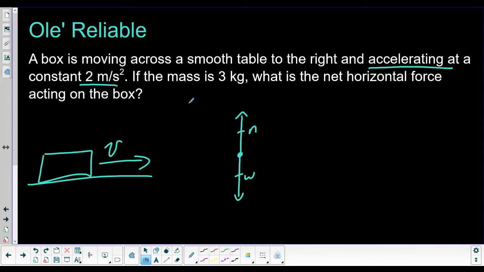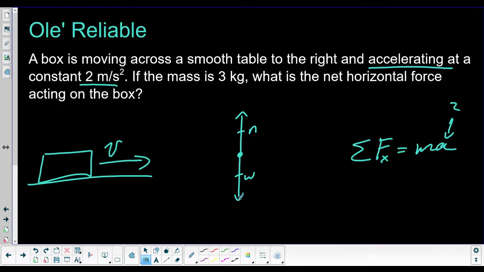That's all it says. Does it say what's pushing this or if it's being pushed? No. But because of Newton's second law, because our acceleration is 2, our forces cannot be balanced. If we add up our forces and we say, all right, this is it. There's just the normal force and the weight.